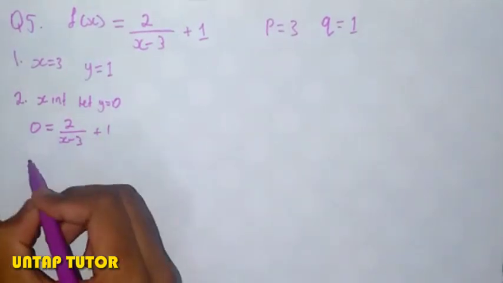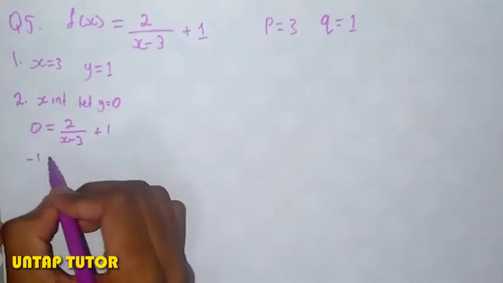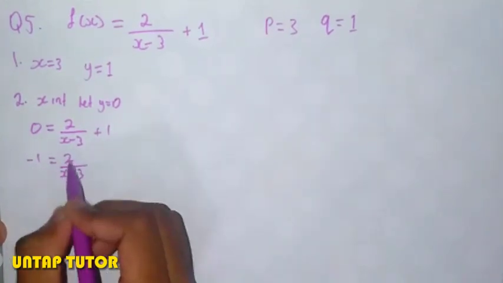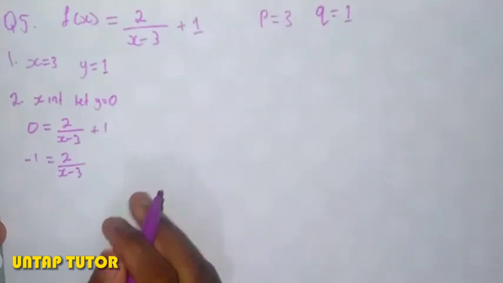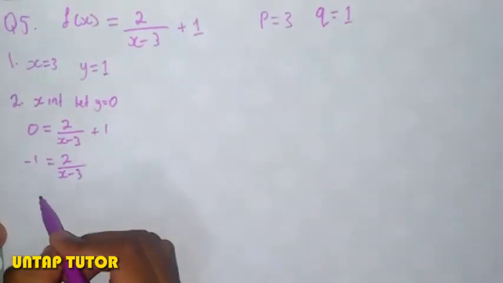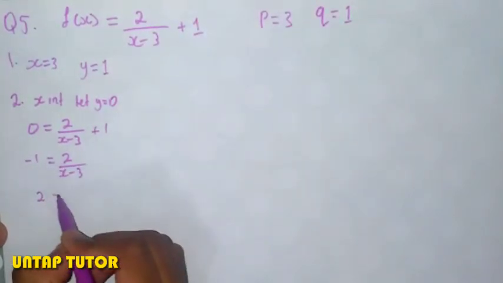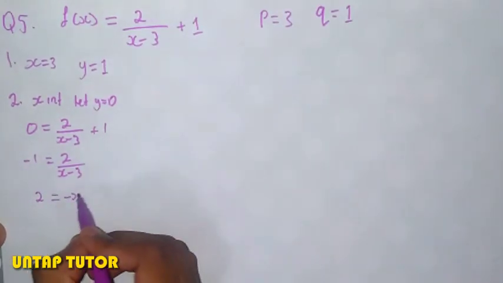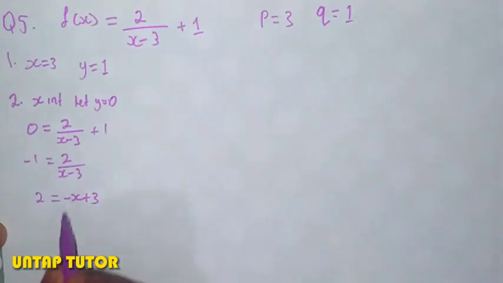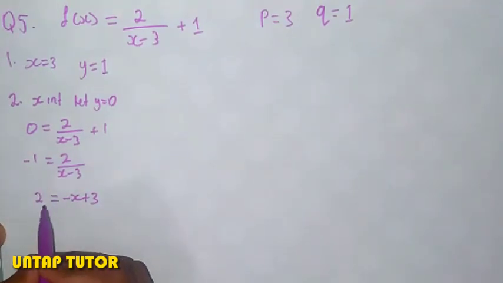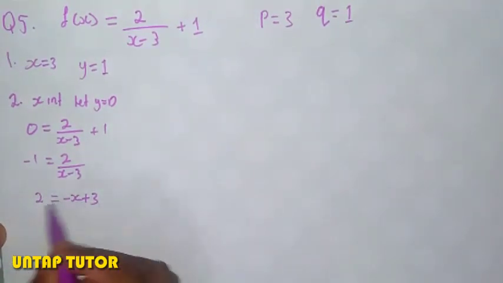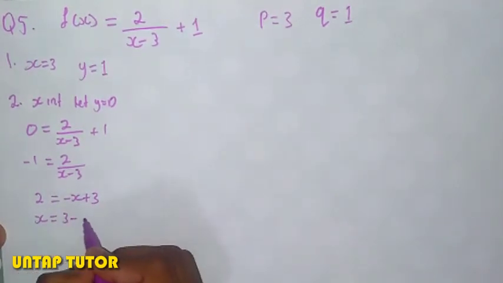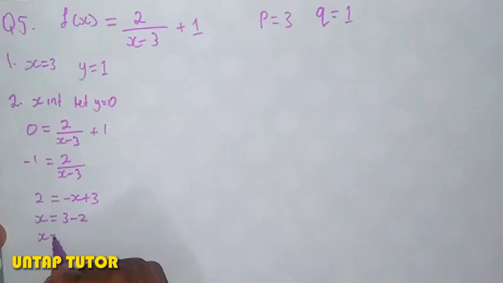We need to transpose the 1 first. It's algebra. And then 2 over x minus 3 will become this negative. So from here, we need to cross multiply. Cross multiplying, 2 is going to be on this side, and x minus 3 times negative 1 is going to be minus x plus 3. So we need to transpose this x to the other side, simultaneously bringing this 2 to the other side. It's going to be positive x, and then positive 3, negative 2. So x is equal to 1.